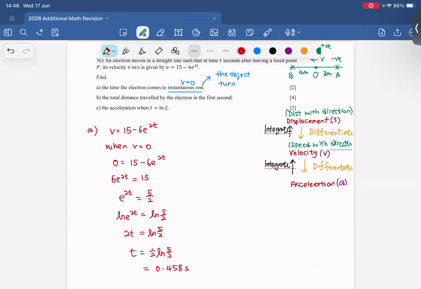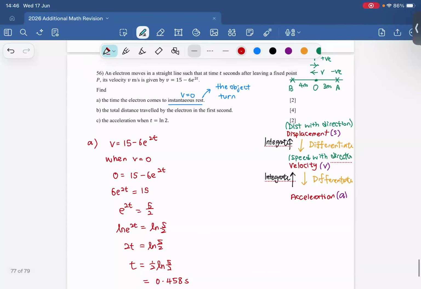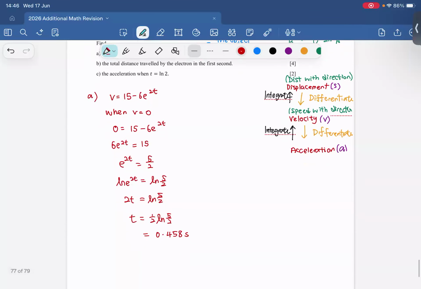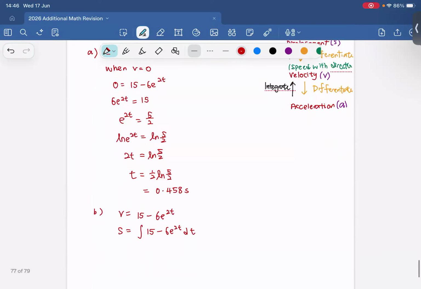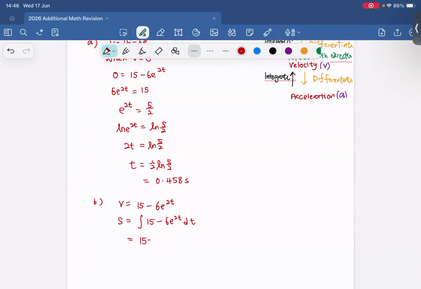Okay, part B, find the total distance traveled. So to find the total distance traveled, I have to find the displacement equation first. If v equals this, the displacement will just be integrating this. This will be 15t minus 6e^(2t) over 2 plus c. Remember to put in the plus c. And you are supposed to find the c.